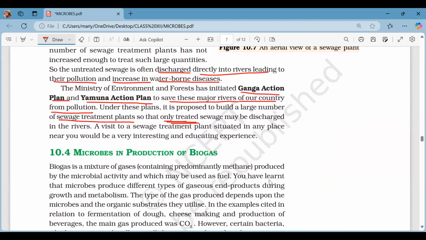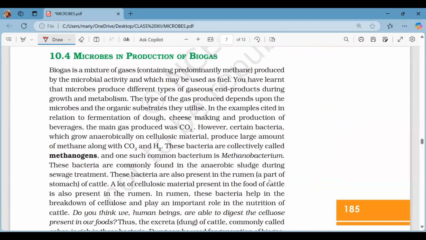Now, microbes in the production of biogas. Biogas is a mixture of gases that contains methane, hydrogen sulfide, and carbon dioxide. Carbon dioxide and methane are the most important components. Biogas is a mixture of gases containing predominantly methane. It is produced by microbial activity and it can be used like a fuel.